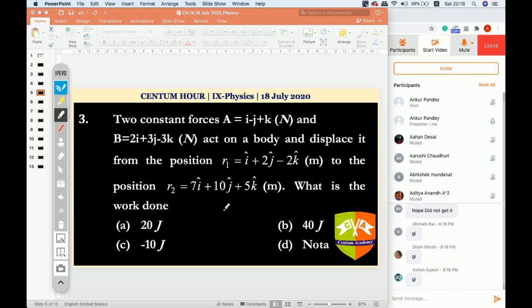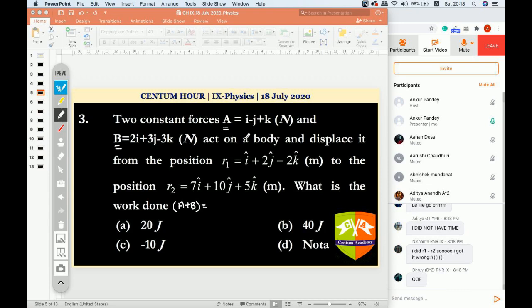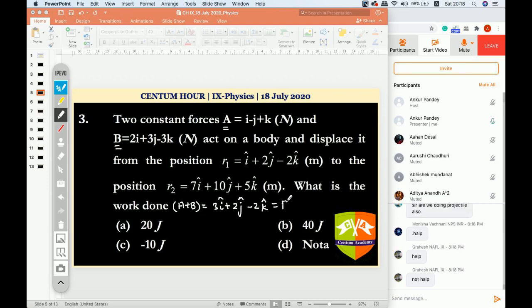Can you please explain again, this time in white color? Total force is being supplied from two sources. So, what is total force? Total force will be the sum of A and B, which is 1 plus 2 is 3 I, 3 minus 1 is 2 J, minus 3 plus 1 is minus 2 K. Got it? Step number 1: calculation of net force.